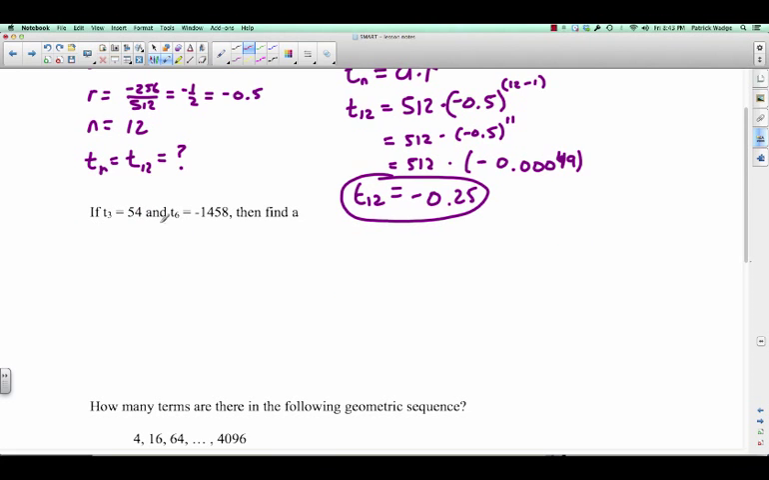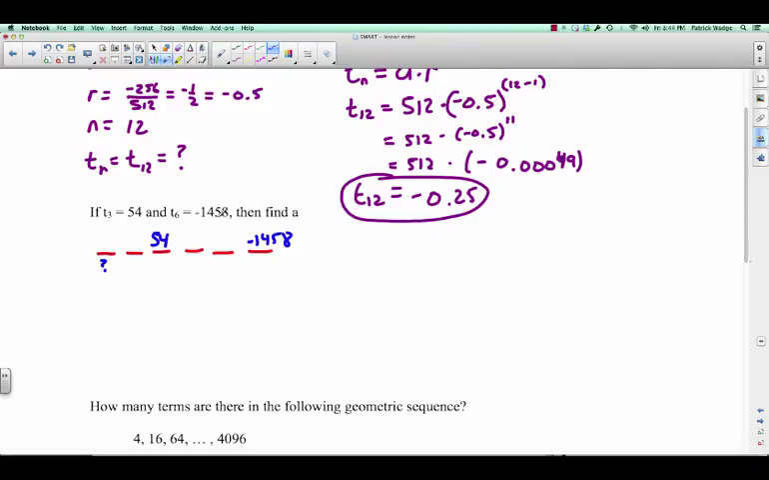Okay, next one. If the third term is 54 and the sixth term is negative 1,458, then find A, where A is the first term. So we did something like this before with the arithmetic sequences. We're interested in 6 terms total, so let's write them down here. 6 terms. And what we know is that the third term is 54, and the sixth term is negative 1,458, and we want to know what this term is here.